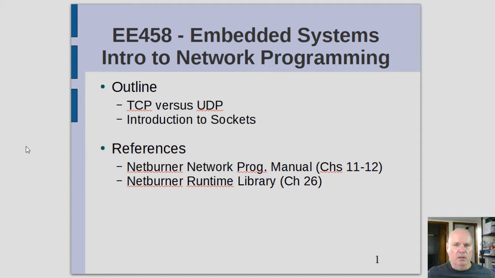UDP is primarily for streaming, where if an error occurs in the data, it's no big deal. You get a little bit of noise in the streaming audio or a glitch in the streaming video, but it's not disastrous. And then we'll talk about the Sockets API and how to use that.